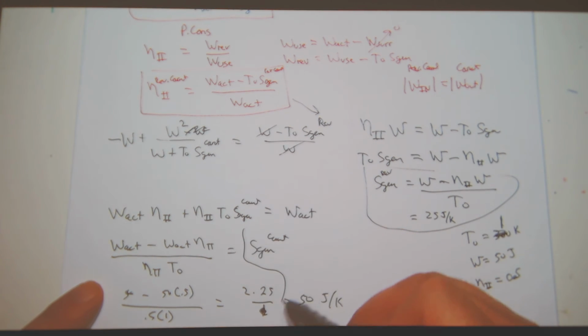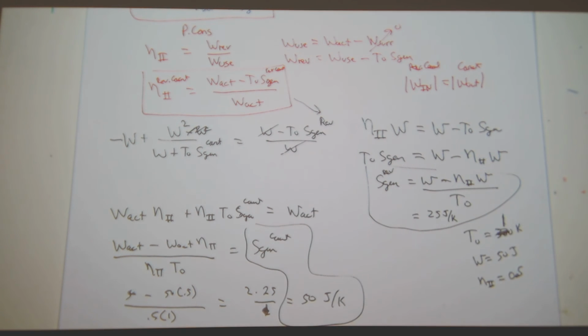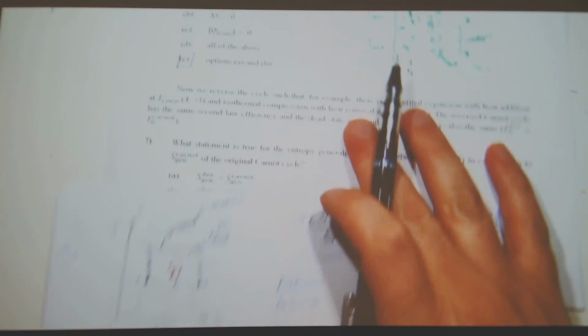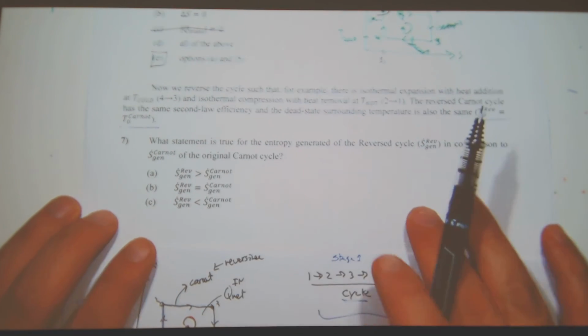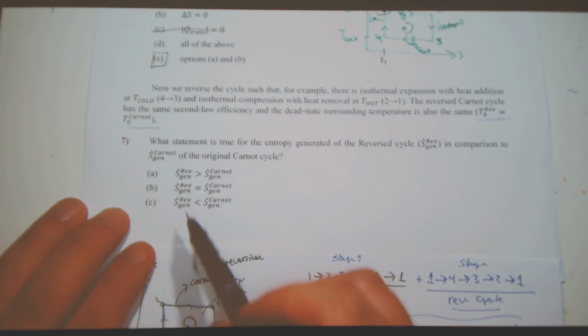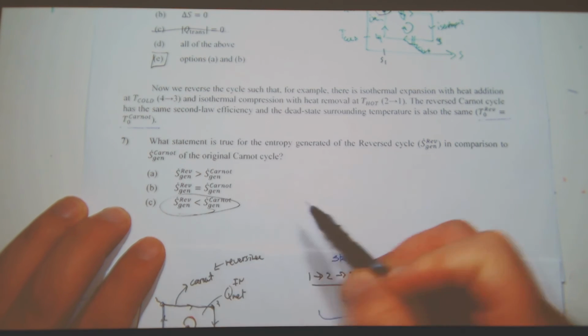So basically, the entropy generated for the standard Carnot cycle is going to be greater than if I could reverse it, the reverse Carnot cycle. So the only way I can have that same second law efficiency of a reversible process is that I reduce the total amount of entropy generated for that process to work. So back to this question, what statement is true in comparison to the original? Well, this has to hold.